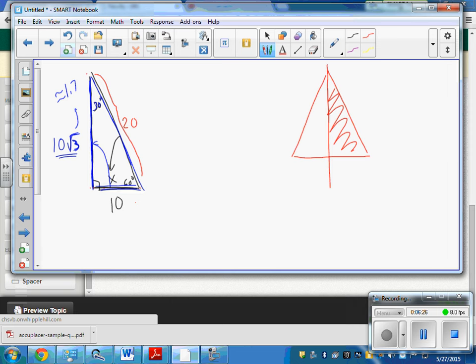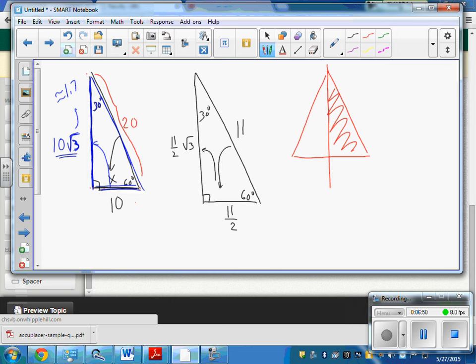So let's run through that again. Here's a 30, 60, 90. So 90 degrees, this is 60, and this is 30. And I give you the hypotenuse. This is equal to 11. This is immediately half as much, just take and divide it by 2. And this side is going to be 11 over 2. And then times the square root of 3. So go from here to here, and then go from there to there.